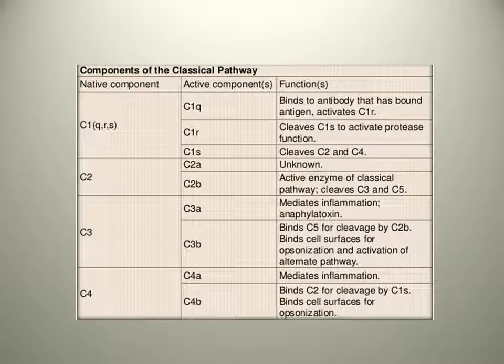This chart gives us a little bit different look at the components. This is just the classical pathway, and what those components are made up from or with, what happens to them when they split. And then lastly, I like several of these over here. For example, C3a mediates inflammation, is an anaphylatoxin. C4a mediates inflammation. C4b binds cell surfaces for opsonization. Again, please do not spend a lot of time memorizing this stuff. I will not ask you these specifics.